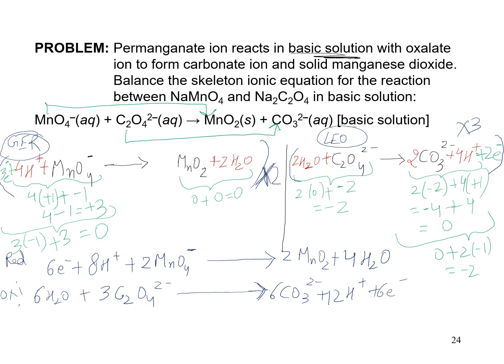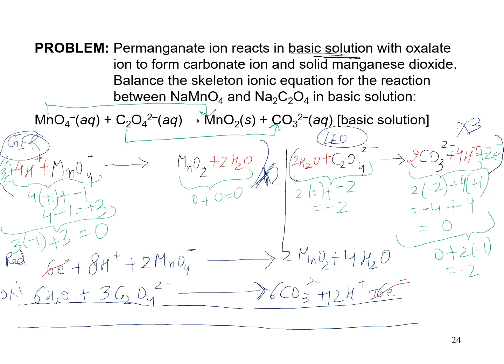Alright, so now the next step is we add the two reactions. So how do we add the two reactions? Go step by step. What do I have? I'll do this in red. I have 6 electrons. Are there electrons on the other reaction? Yes. This is reactant and this is product, so they cancel each other out.